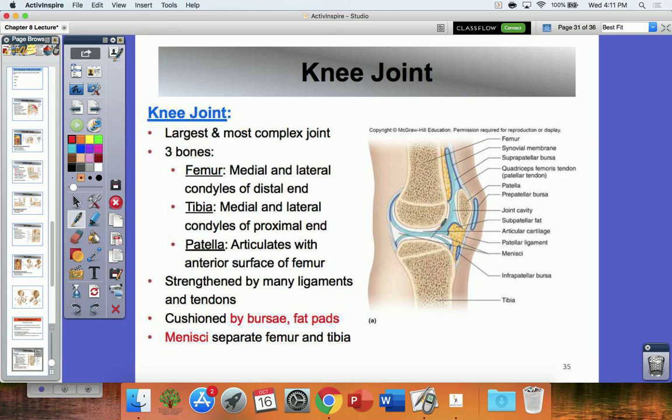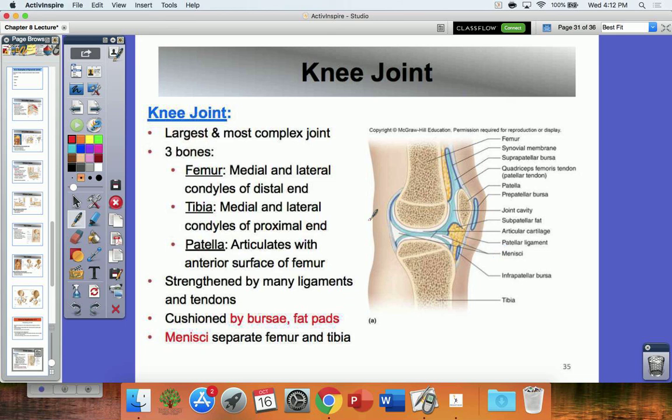And our knee joint. Our knee joint is going to be the largest and the most complex joint because of how much bursa we have, the meniscus that we have. We even have fat deposits within the knee. All of the above help cushion this very complex joint.